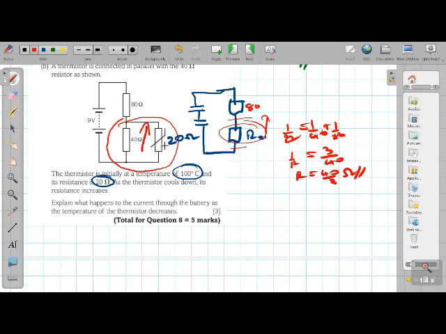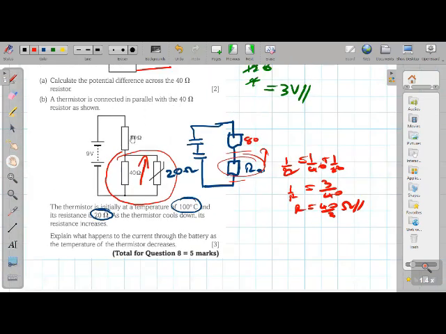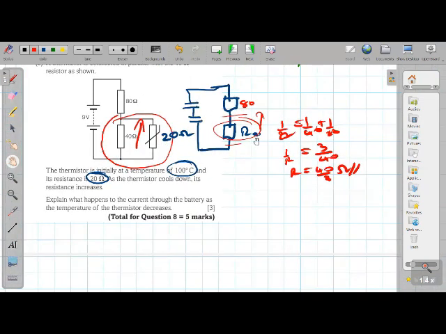Actually, you don't need a calculation, because they don't ask for any calculation here. Just to explain, you have to show that initially the equivalent resistance is 40/3. So the equivalent resistance keeps increasing as the temperature drops and the thermistor resistance increases. So the voltage across the equivalent resistance also increases as well.